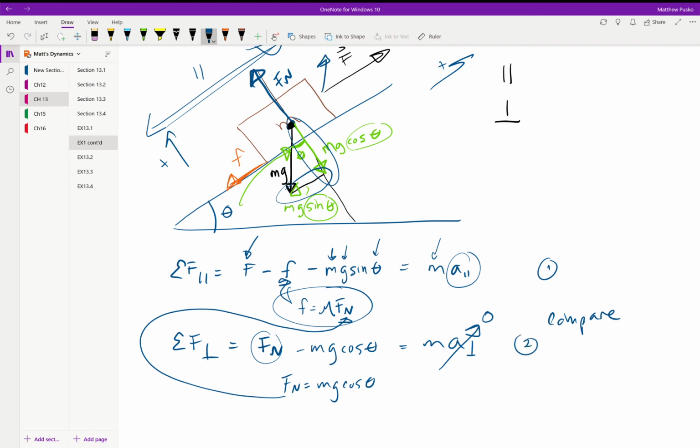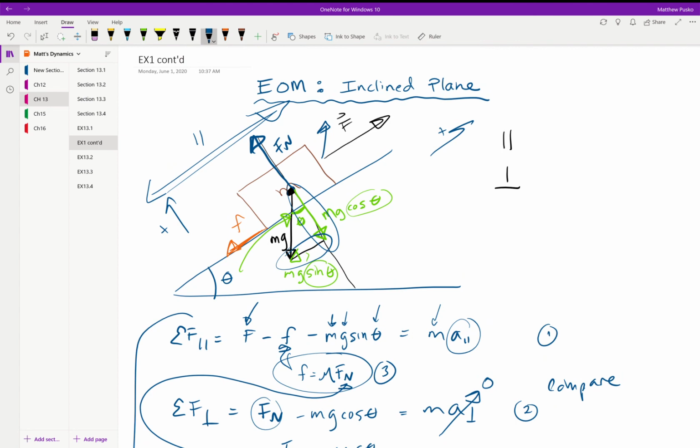Alright, 2 equations, actually 3 equations in this one. Be very familiar with this. Make sure you don't swap those two things.